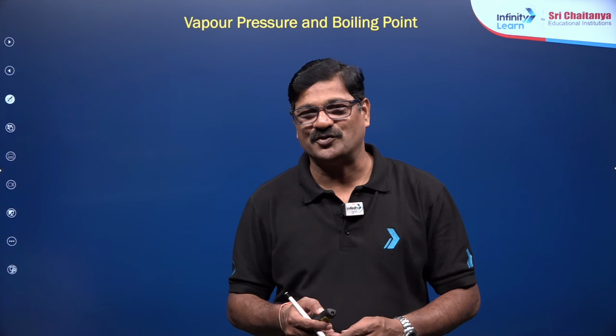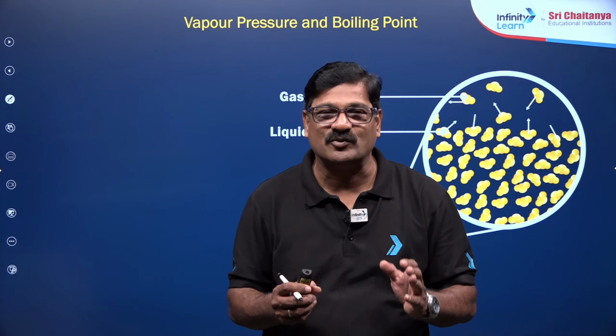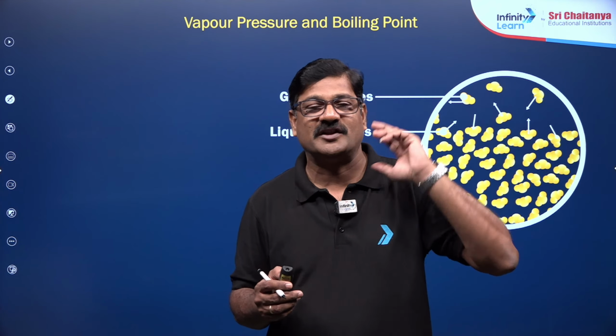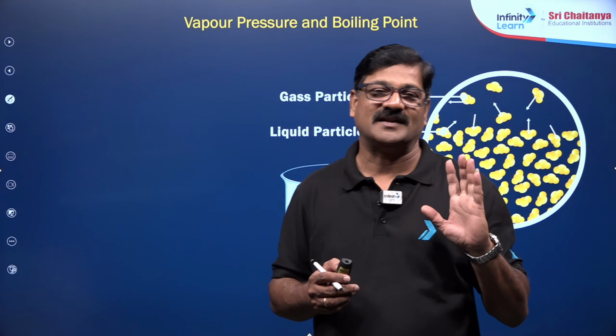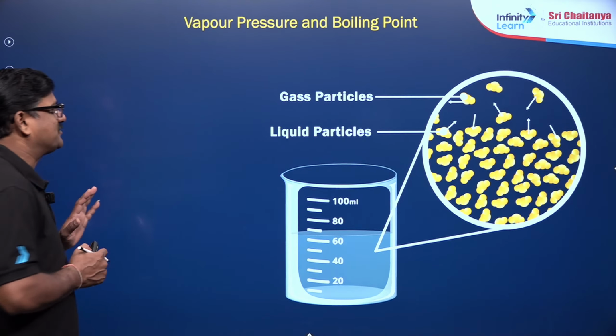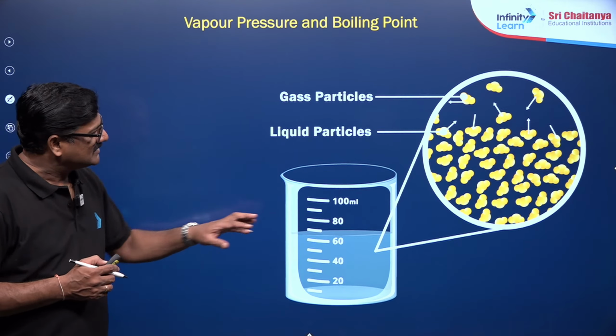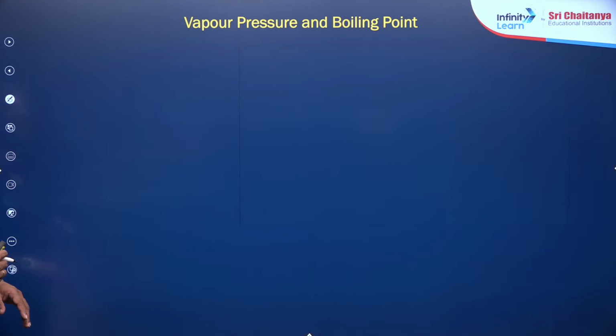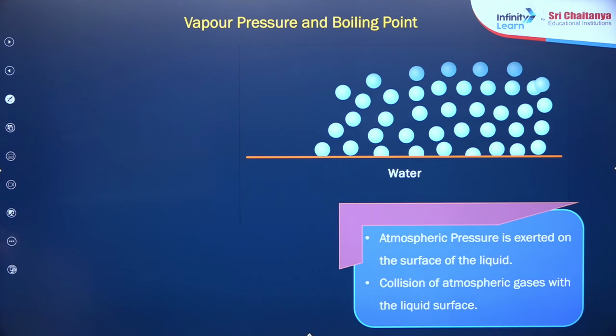Visually it is true, but the temperature at which the vapor pressure of the liquid is equal to atmospheric pressure, the external pressure, is called the boiling point temperature. You can see gas particles and liquid particles. So when it starts boiling, what happens? You can see vapor pressure at the boiling point.